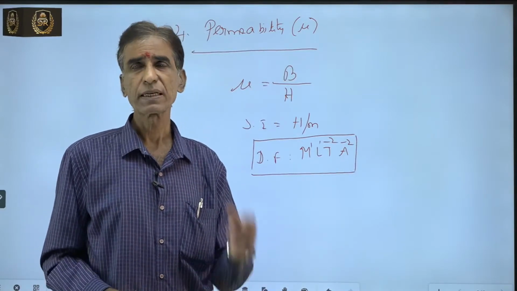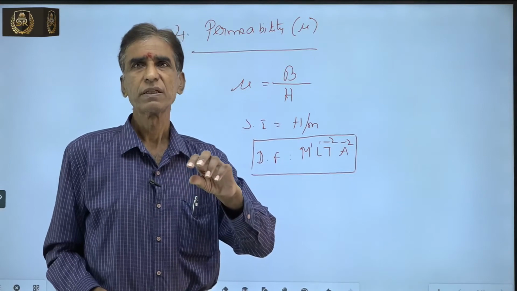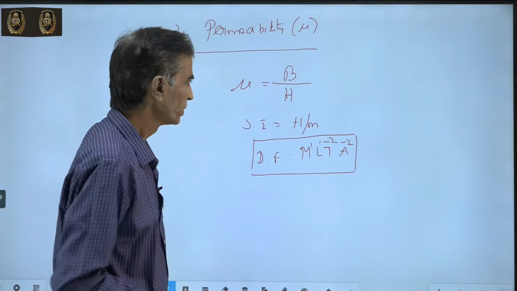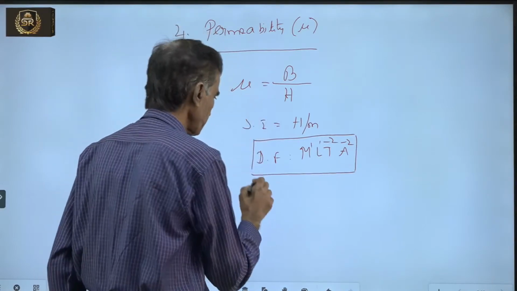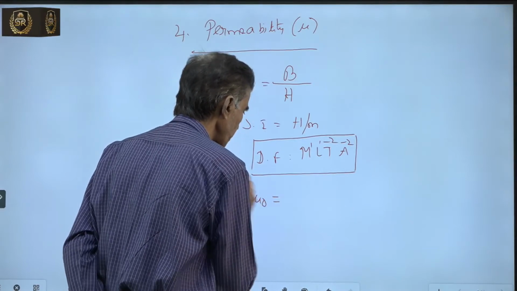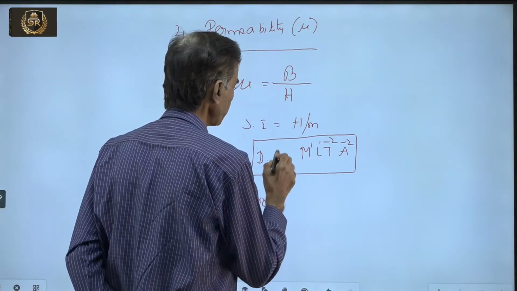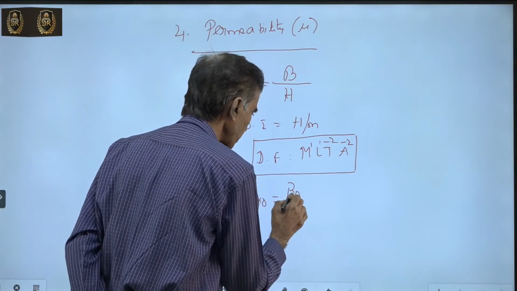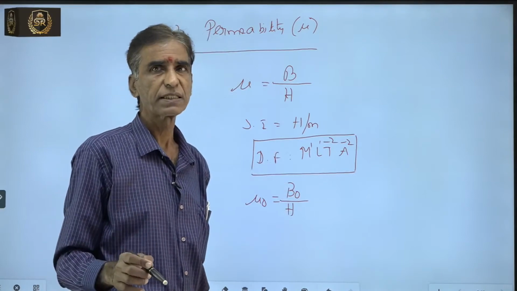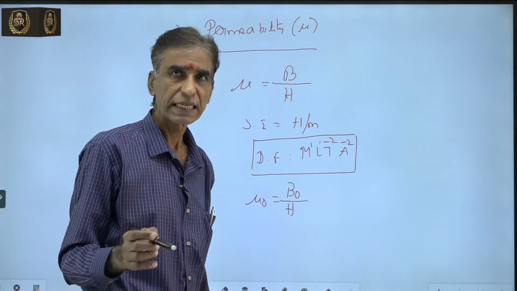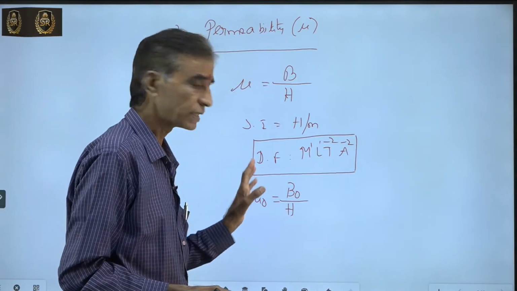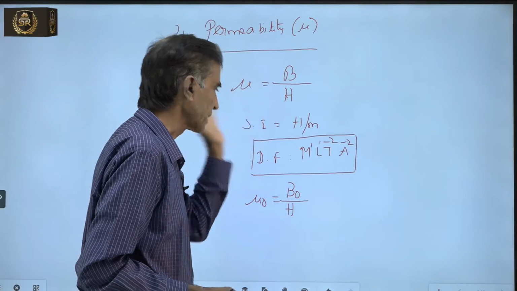But here you have to remember, we have permeability of a medium and permeability of the vacuum, that is free space. Therefore, when we take permeability of free space, we write mu naught is equal to B naught divided by H, that is the magnetic induction in vacuum to the intensity of magnetization, and mu equal to B by H, right.